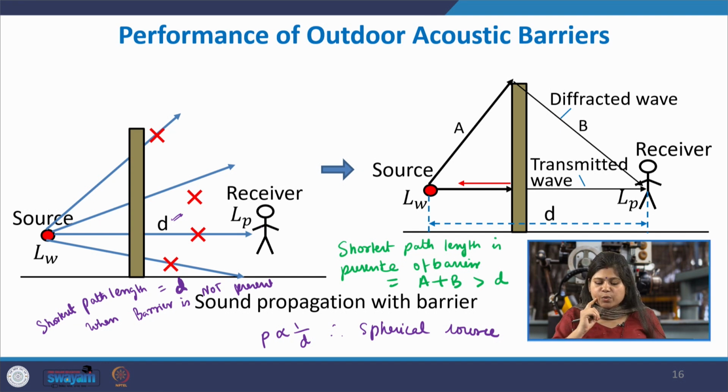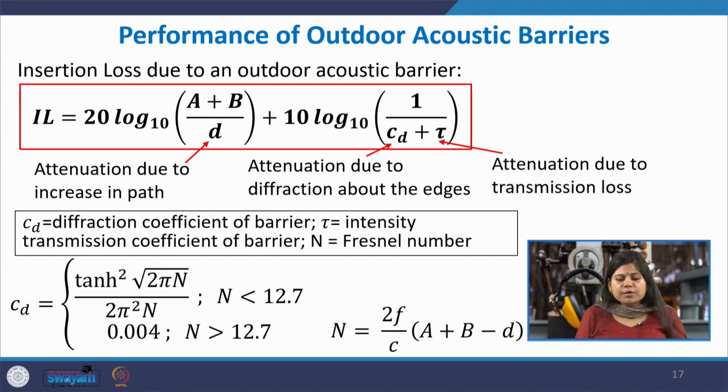So, there is some attenuation because of the increase in the path length of the direct sound that is reaching the listener, as well as anything that is going there, it is suffering some attenuation through the material itself. So, there is some loss due to the transmission loss of the material itself. So, overall the derivation is again not in the course, so directly we come to the mathematical formulation. The insertion loss for an outdoor acoustic barrier is given by 20 log10 of (a plus b) by d plus 10 log10 of 1 upon (c d plus tau).